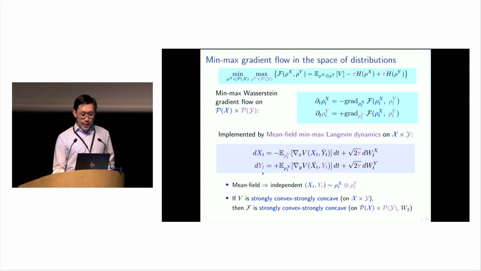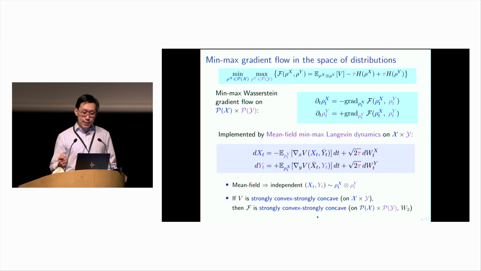However, this is a mean-field interaction in the sense that the x evolution depends on the expectation over the y distribution, and the y variable also evolves depending on the expectation over the x distribution. Because the dependence is only via expectation, x and y are in fact evolving independently, so the distribution is a product. And what is nice here is that if our base function v is strongly convex, strongly concave on the base space, then when we lift to the space of distributions, this payoff function f becomes strongly convex, strongly concave on the space of distributions.